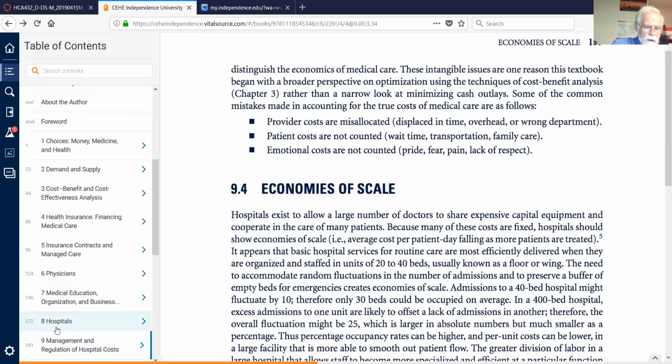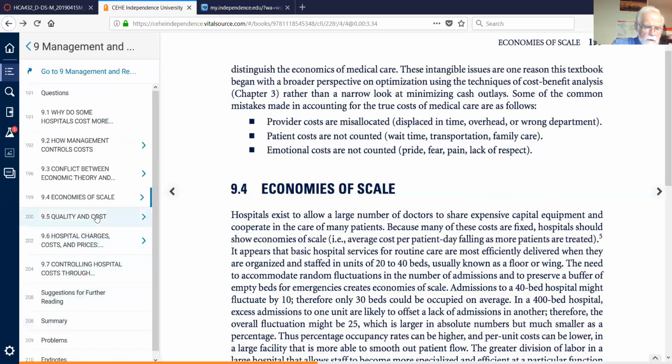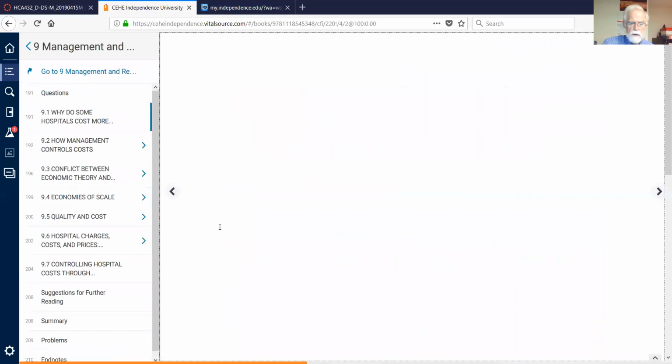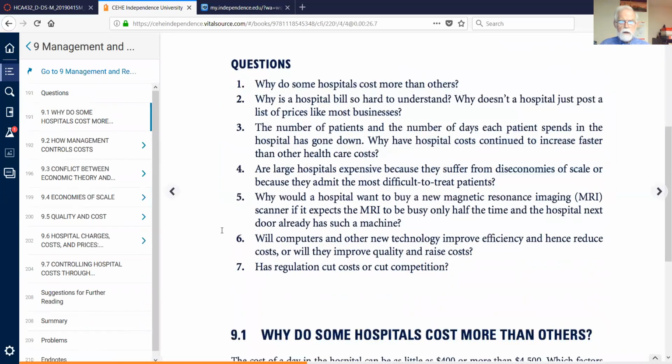So the thing to think about here is that we have all of these different issues to raise. So let's look again at the questions. The next question is, why would a hospital want to buy a new MRI if it expects it to be busy only half the time? And the hospital next door or a short distance across town, in the case of places like Durham, North Carolina, already has such a machine.